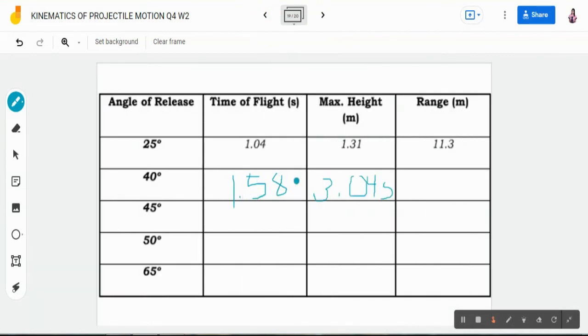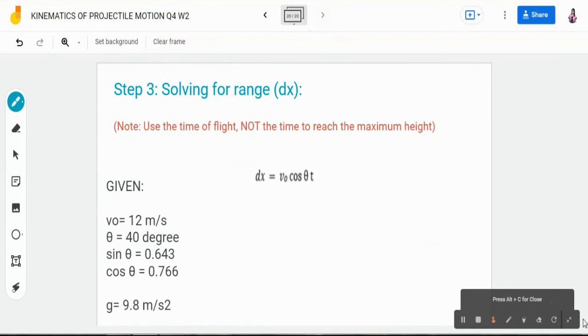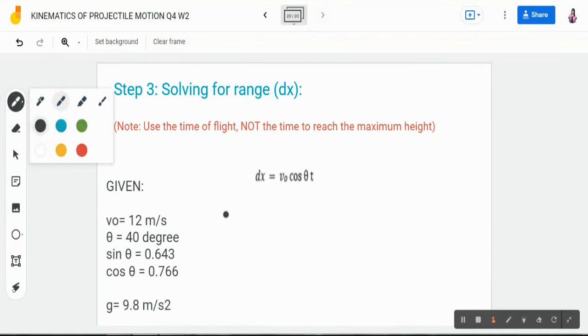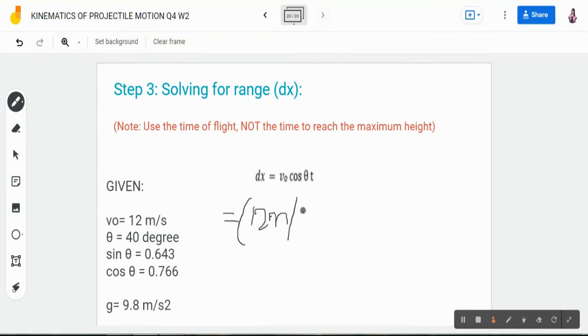So, lastly, kokompute naman natin, okay, si range. Hanapin natin si range. So, ito siya. So, once again, substitute lang ulit natin yung given. We have the initial velocity of 12 meters per second, times natin siya doon sa cosine value, which is 0.766. And then, yung ating time, okay, na total time of flight. So, yung na-compute natin kanina is equal to 1.58 seconds.